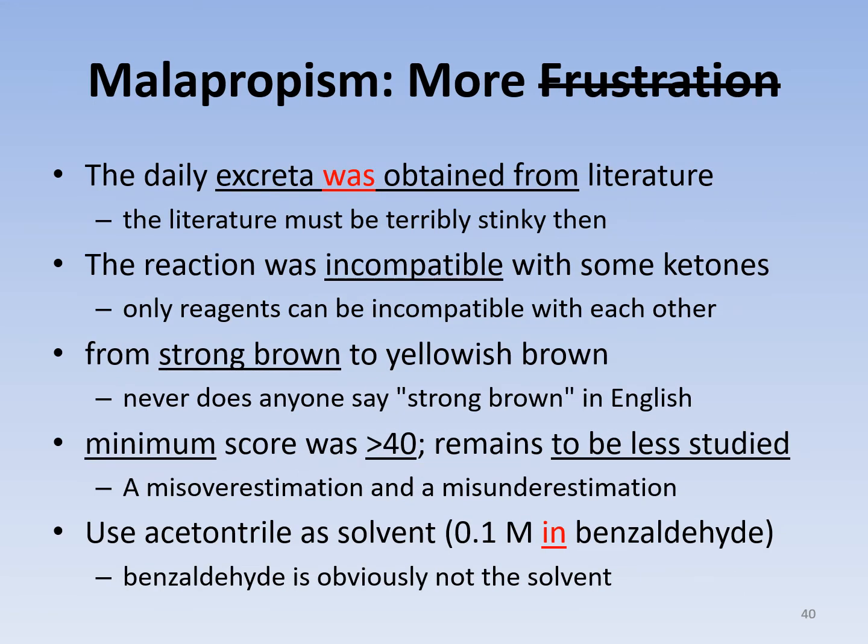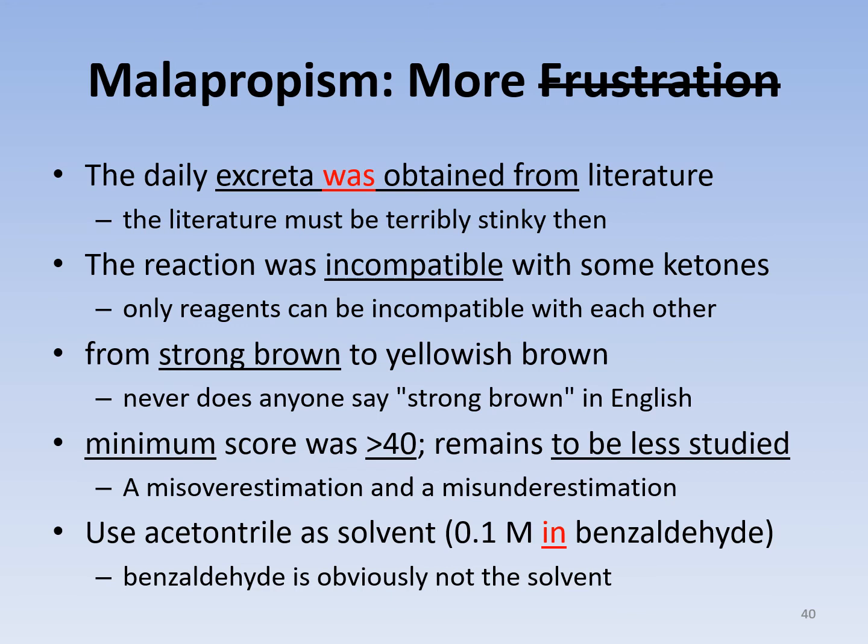And there are even more examples, like "the daily excreta was obtained from the literature." Well, your literature smells really badly. And actually, there's even another problem in this. Excreta is only supposed to be plural. So actually the correct sentence here is "the amount of daily excreta was obtained from literature." That is what you obtain. The literature is giving you the data, not the whatever stinky entity.